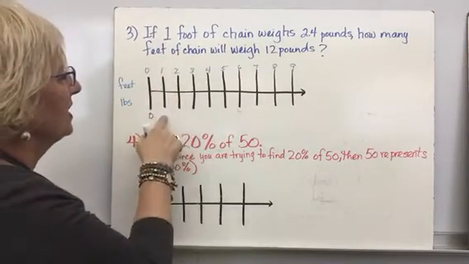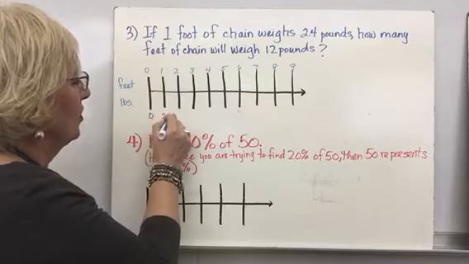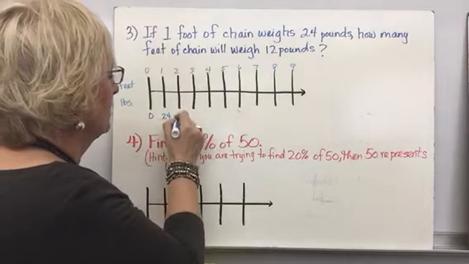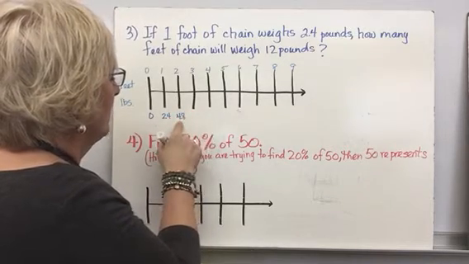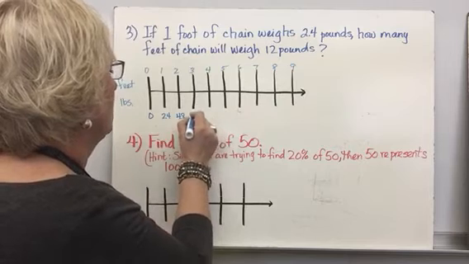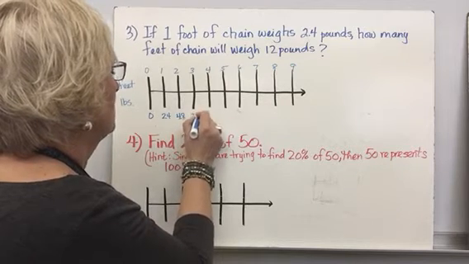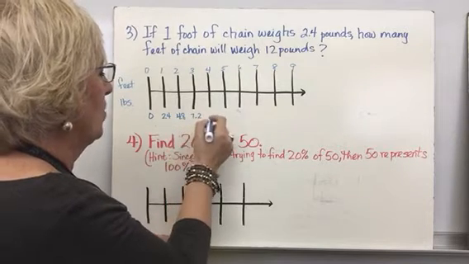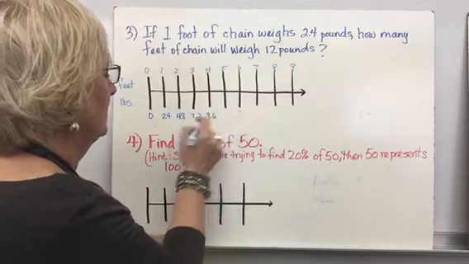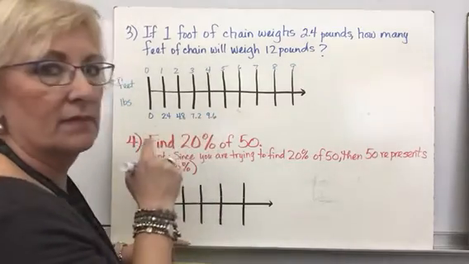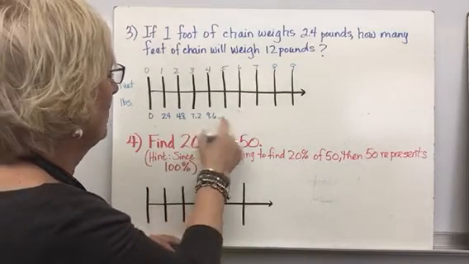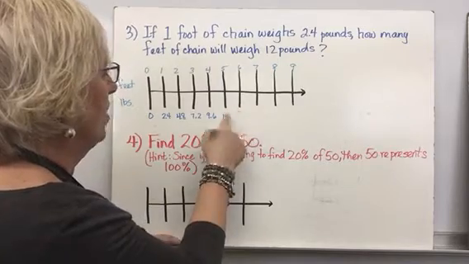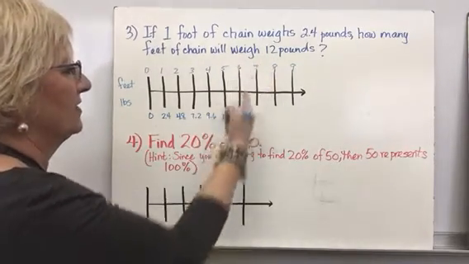If I know that 1 foot is going to equal 2.4 pounds, I'm going to go up each increment by 2.4. So 2.4 plus 2.4 is 4.8. 4.8 plus 2.4 is going to be 7.2. 7.2 plus 2.4 is going to be 9.6, and 9.6 plus 2.4 is going to be 12. Okay, so I'm already at the 12, so I already know that this is 12 pounds.